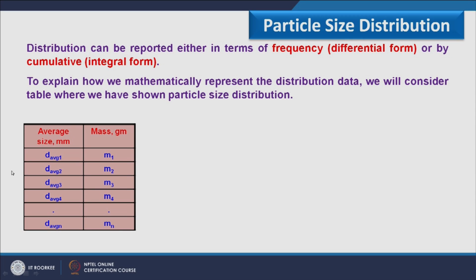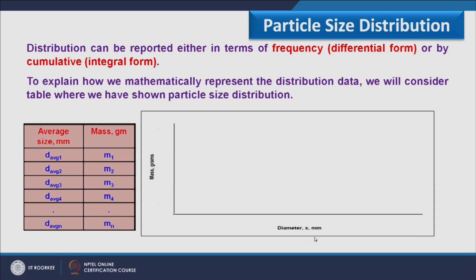So, here we have the data from screen analysis, and we can represent this in graphical form considering particle size, that is diameter D average, and the mass available corresponding to that D average size. So, here I am having the value of D average 1 and M1 we can put on the y axis.